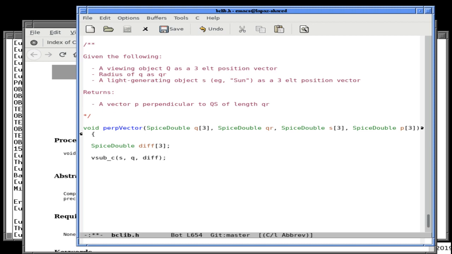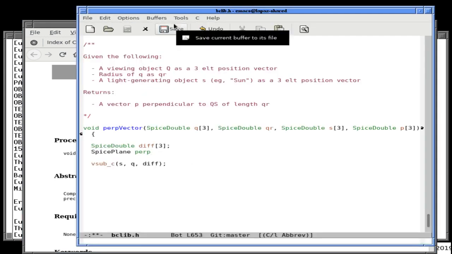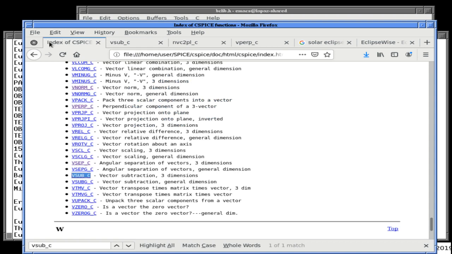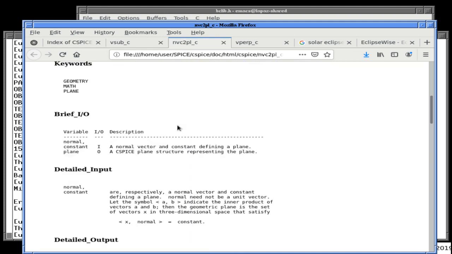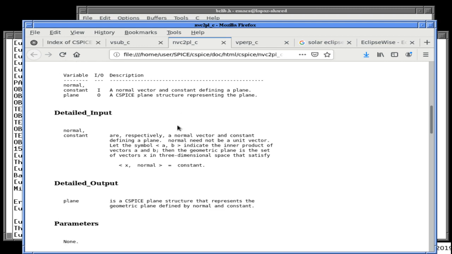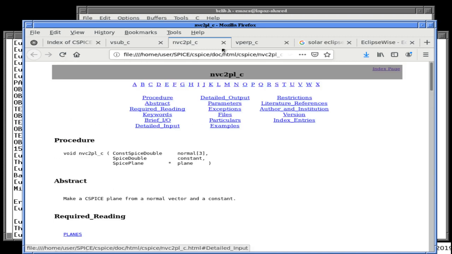So we have that vector. We now want the spice plane perp, and I think that should be fine. I think we should just be able to say spice plane here. We don't need to put a dimension on that. Okay, and so now we have a b sub. Make a spice plane from a normal vector and a constant. Let's see. Normal constant. This is the normal vector, which we just got.